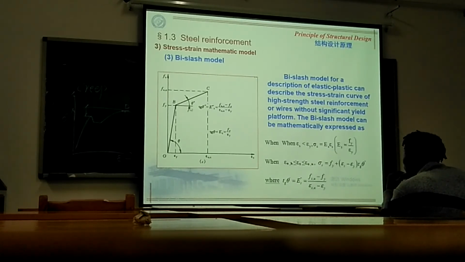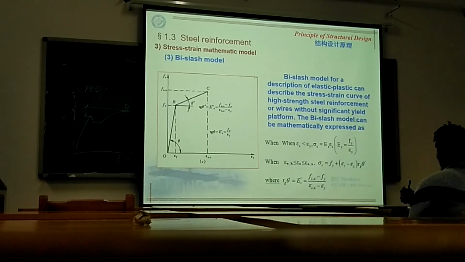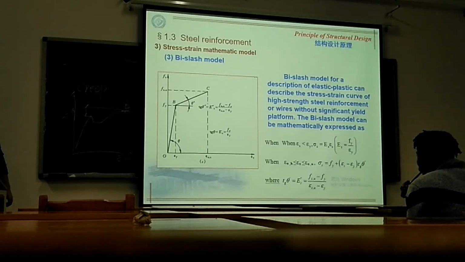So this actually is suitable for describing steel with a high carbon content. Because as the content of carbon increases, the plasticity of the steel actually reduces and the strength increases. Just for this situation, with the high strength steel without a significant yield platform. So this yield platform actually means this steel has very good plasticity.